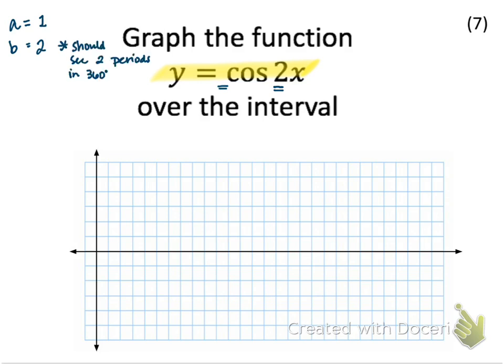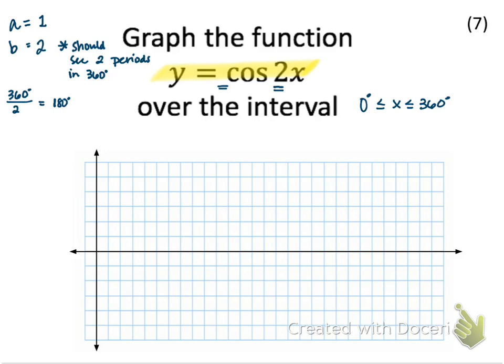We will use our formula for the period to see how long one period is going to be. So we will take our 360 degrees, divide this by 2, since that is our B value, and this will give us 180 degrees. So that means one wave of our cosine graph will take 180 degrees. With this one, we'll graph this over the interval 0 to 360 degrees, just so we can see both of those wavelengths and determine how that looks.